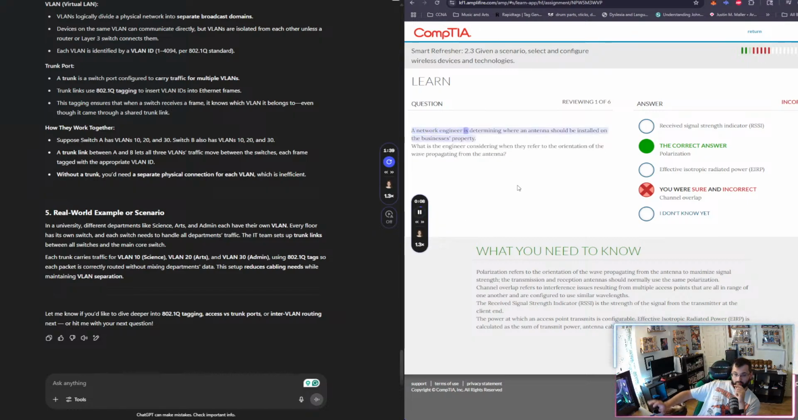A network engineer is determining where an antenna should be installed on the business's property. What is the engineer considering when they refer to the orientation of the wave propagating from the antenna? Polarization, because polarization refers to the orientation of the wave propagating from the antenna to maximize signal. Polarization.